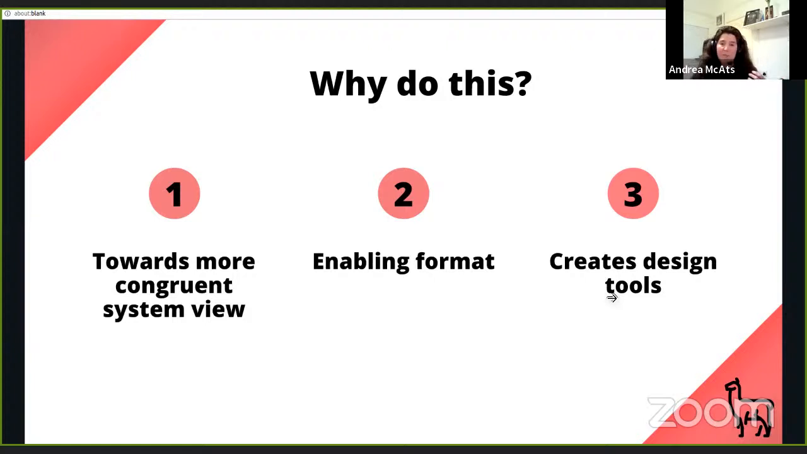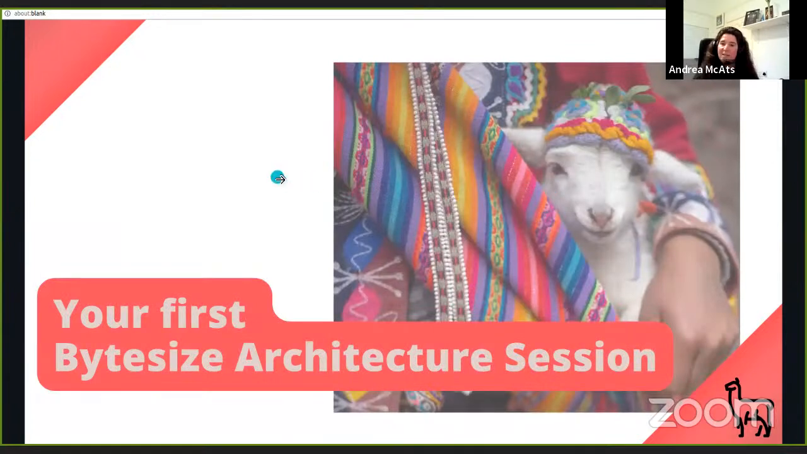And as you're doing these meetings, you start creating documentation. If you're doing C4, then you have the diagrams, etc. The team starts getting used to having these design tools, and they just start using them spontaneously, which is super nice. So this is the brief overview. Let's go and do the first Bytesize architecture session. I have a thing for llamas, so if you don't like them, I'm sorry, there's lots.